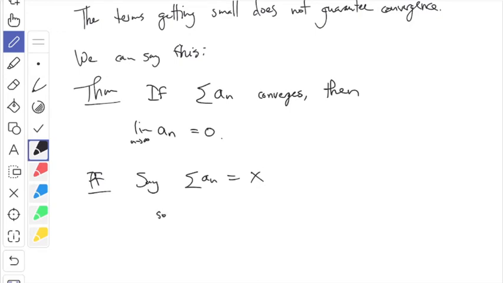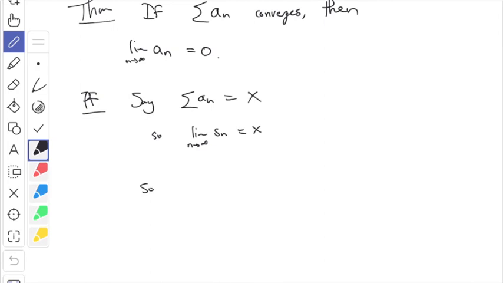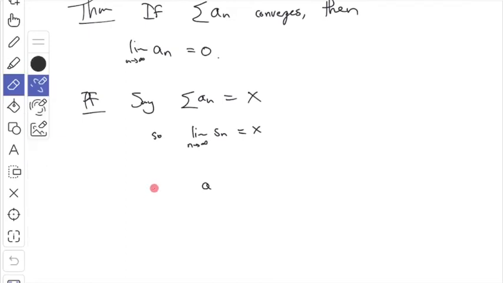Of course, this means that the limit of the partial sums, Sn, equals x, right? That's the definition of what the series is. The series is the limit of the partial sums. So the limit of the partial sums equals x, all right? So check it out. Here's the last trick that you need.